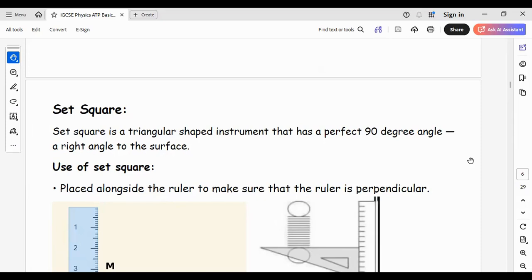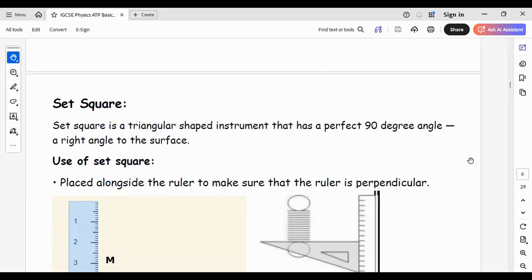When we set up a pendulum, the string must hang perfectly vertical, perfectly straight down. If the string is tilted even slightly, the length we measured will not be accurate. Since the period of the pendulum depends on its length, any error in length will affect all of our results. So we use the set square to confirm that the string of the pendulum is hanging at exactly 90 degrees to the horizontal surface, meaning it's perfectly vertical. This ensures our length measurement is correct and our experiment is reliable.